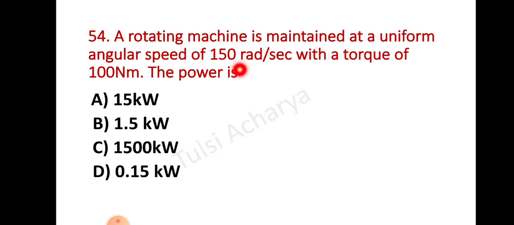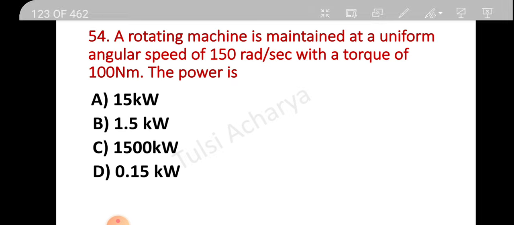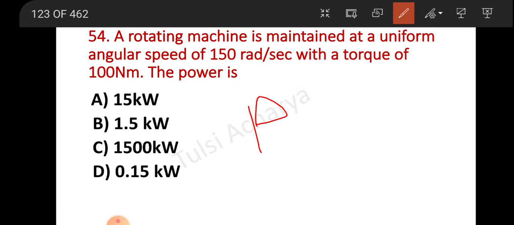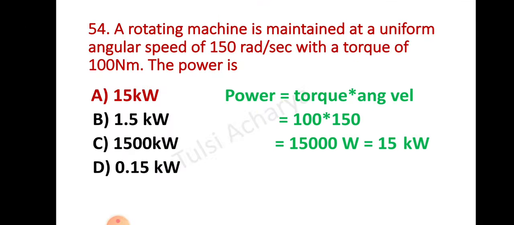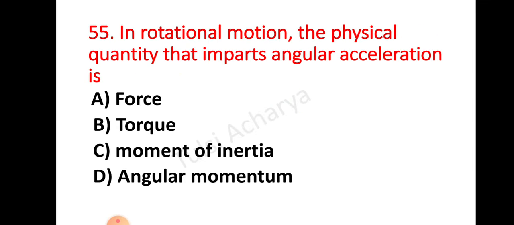A rotating machine is maintained at a uniform angular speed of 150 rad per second with a torque of 100 Newton meter. The power is, we know that power is given by torque times angular speed. So here torque is 100 and angular speed is 150. After solving this we get 15,000 watt, which is 15 kilowatt. Option choice A is the correct one for question number 54. Now let's move to question number 55.